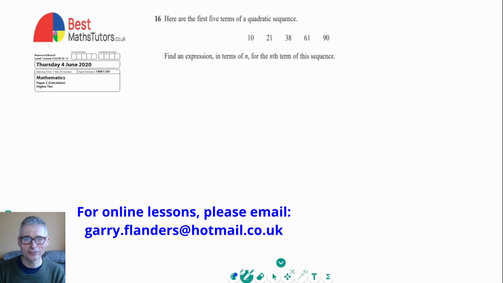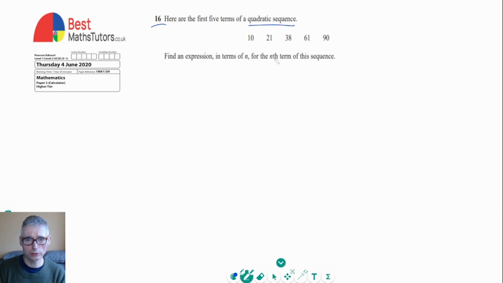Continuing through the Edexcel higher tier paper 2 from 2020, we're on question 16 and we're told that we've got the first 5 terms of a quadratic sequence. So a quadratic sequence, if we're looking for the nth term, is going to be something like this. So the nth term will equal a n squared plus b times n plus c. And what that is, a, b and c are all numbers that we've got to find.